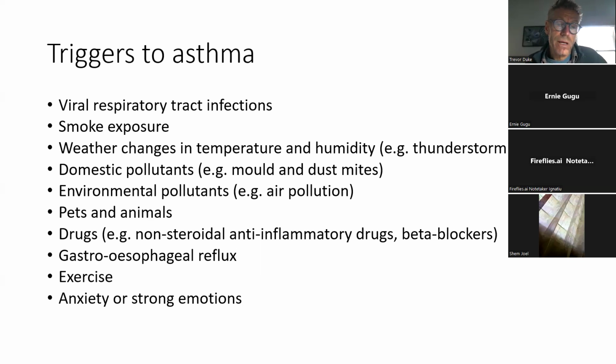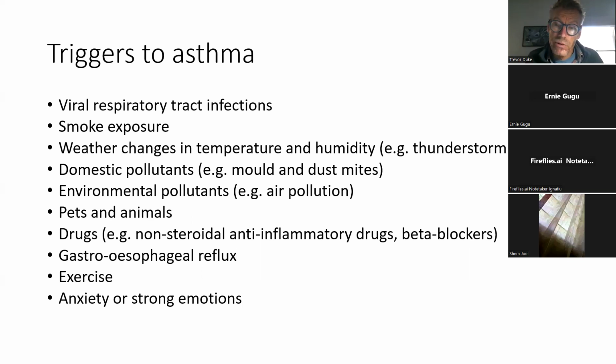Asthma also comes from environmental problems. If children live in houses where there's a lot of mold and dampness, that can be a trigger for asthma, or air pollution. Some children are sensitive to certain pets or animals, the dander or the hair from certain animals. And then there's a couple of drugs that can trigger asthma, non-steroidal anti-inflammatory drugs like Nurofen, or beta blockers. They can trigger asthma in people who are susceptible to asthma.